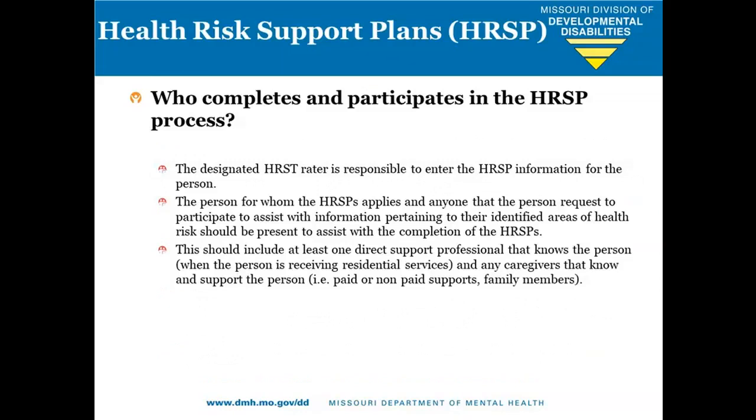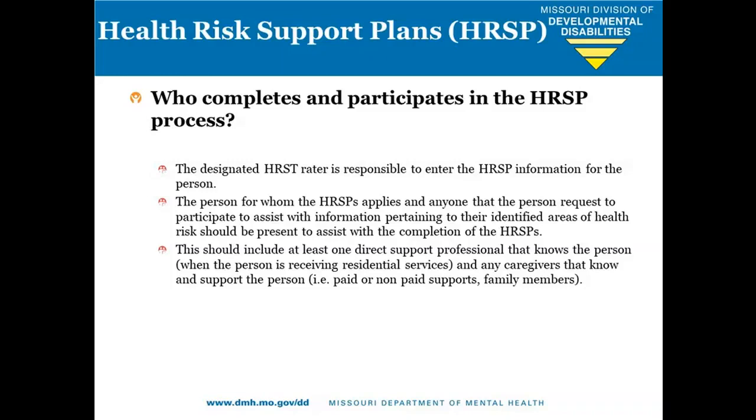So who completes and participates in the HRSP, or Health Risk Support Plan, part of the process? Well, the designated HRST rater is responsible to enter the Health Risk Support Plan information for that person, and the person for whom the Health Risk Support Plans apply, and then anyone that person requests to participate to assist with the information pertaining to their individual identified areas of risk. The individual should be present to assist to the best of their ability, and then anyone else who's providing supports around the individual who knows them well.